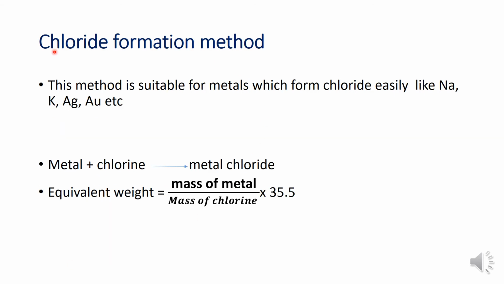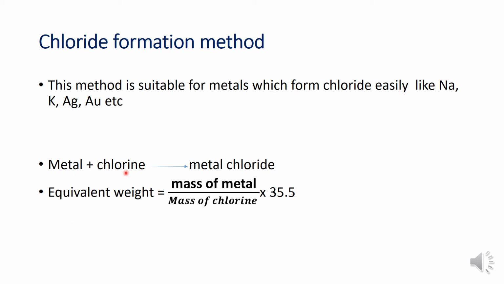Now the next element, chloride, isn't it? So chloride formation method. Here we are considering 35.5 parts by mass of chlorine. This method is suitable for metals which form chloride easily, like sodium, potassium, silver, gold. So for such metals we will use this technique. We don't have to use any technique, we will be given some problems which you have to solve, that's all.